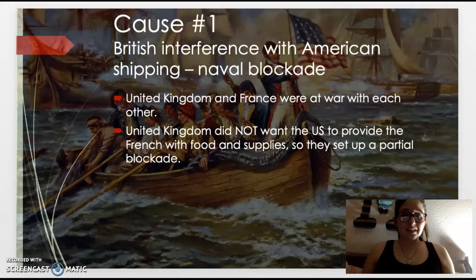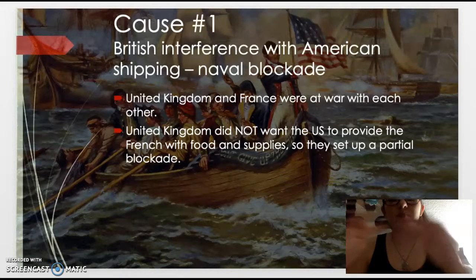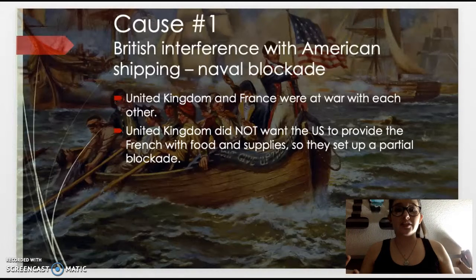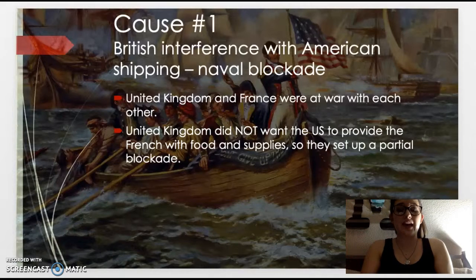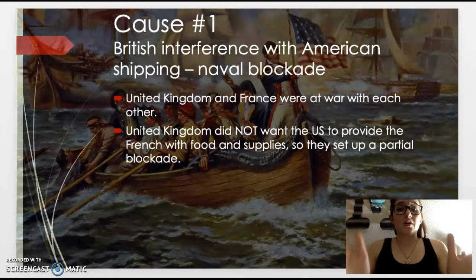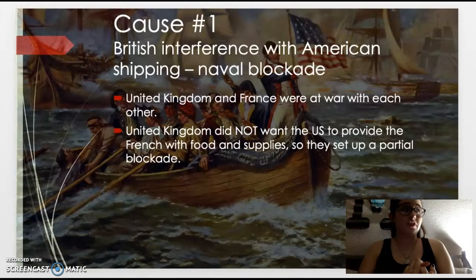So the United Kingdom and France were at war with each other. And before we had started on this, I had handed y'all a paper with slides, and it has certain words blocked out. For example, who are the two countries that are at war with each other at the moment? Yes, United Kingdom and France. Okay, so the United Kingdom did not want the U.S. to provide the French with food and supplies, so they set up a partial blockade.